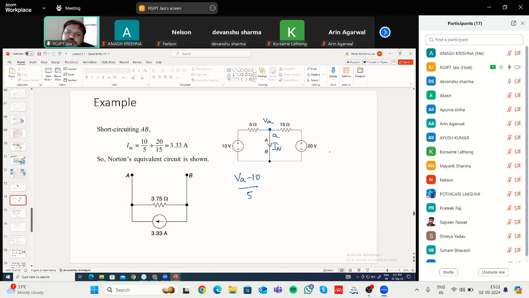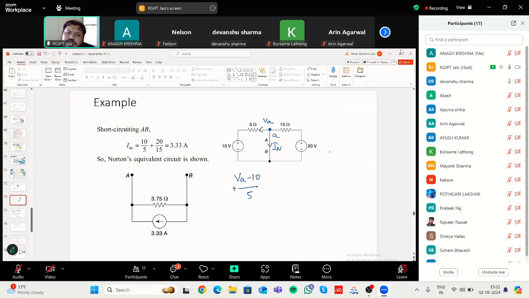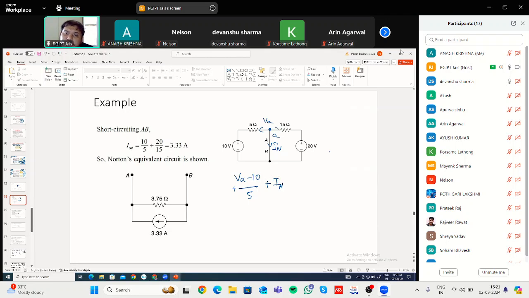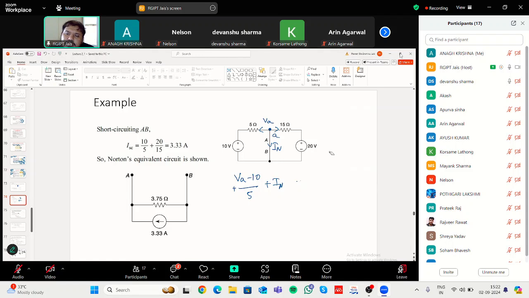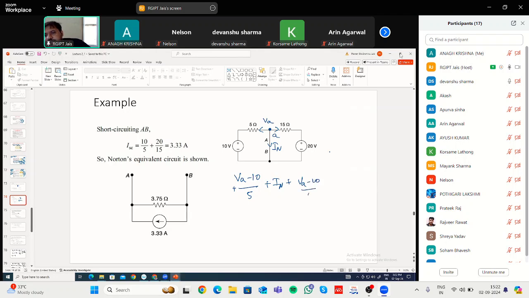Here, let us say current is going outward, so this is plus, because current will be going outward. Here also, current is going outward, so plus IN. Here also current is going outward, so plus VA minus 20 divided by 15, that will be equal to 0.